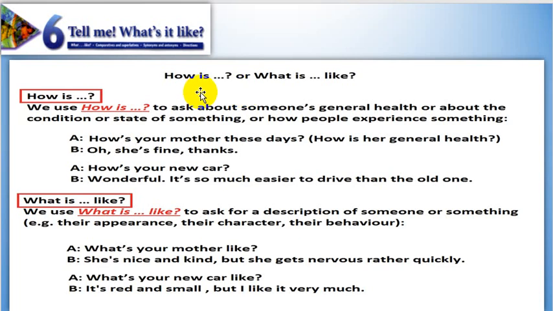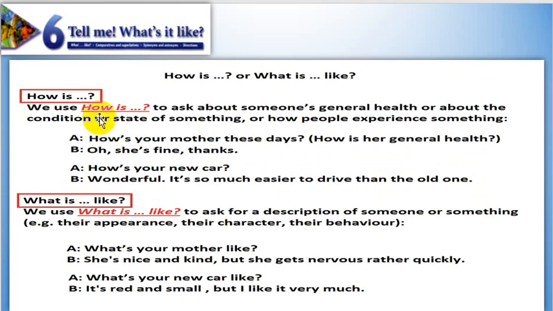Now, how is or what is like? How is, we use how is to ask about someone's general health or about the condition or state of something or how people experience something. First example, A. How is your mother these days? How is her general health? This means the answer, oh, she's fine, thanks. Example number two, how is your new car? To ask about things. The answer, wonderful. It is so much easier to drive than the old one.